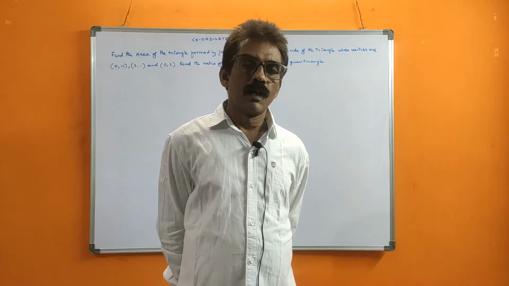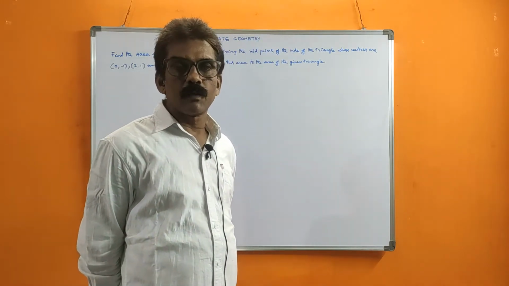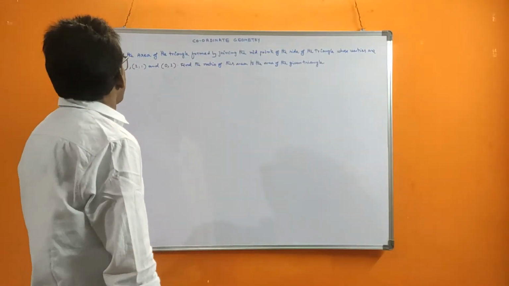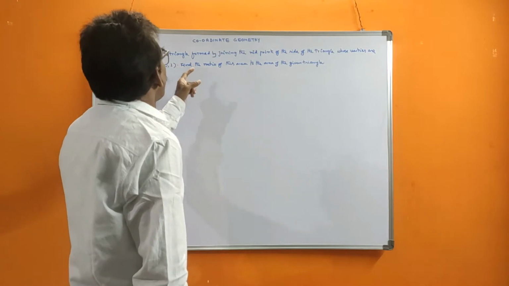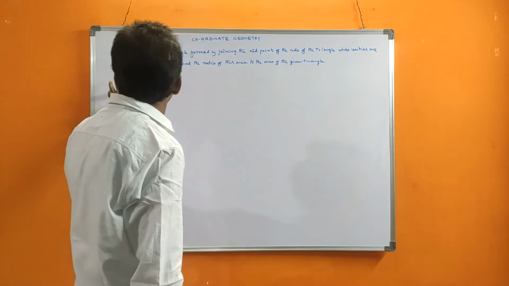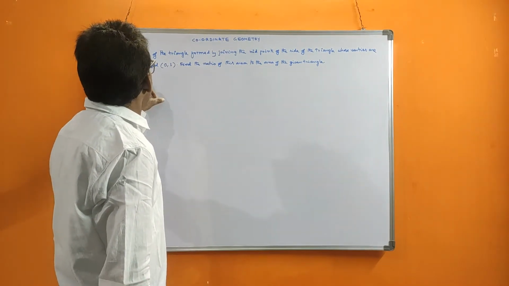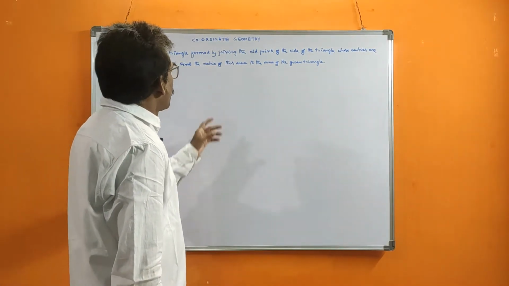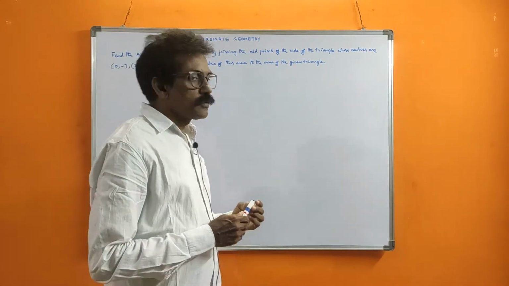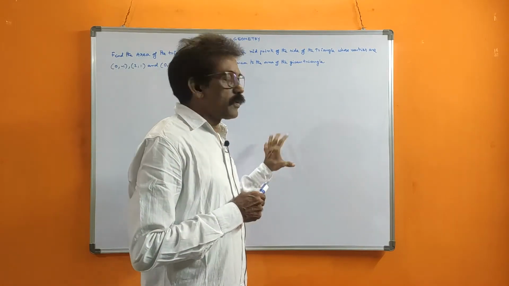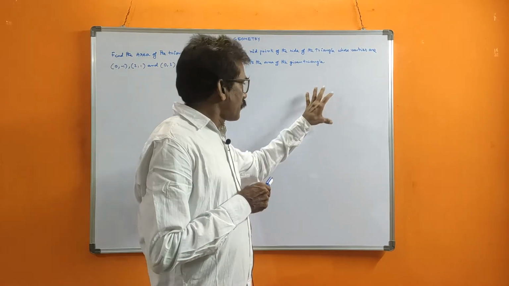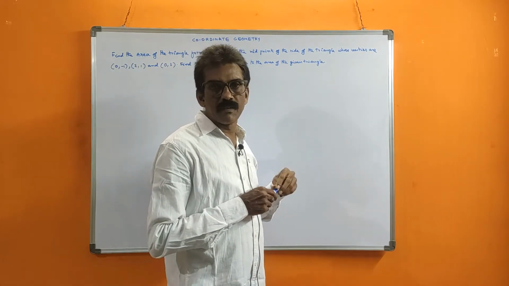In this video, I want to explain some more numerical problems on coordinate geometry. Now, here the problem is: find the area of the triangle formed by joining the midpoints of the sides of the triangle whose vertices are (0, -1), (2, 1) and (0, 3). Find the ratio of this area to the area of the given triangle. That means three points are given, the vertices of a triangle.